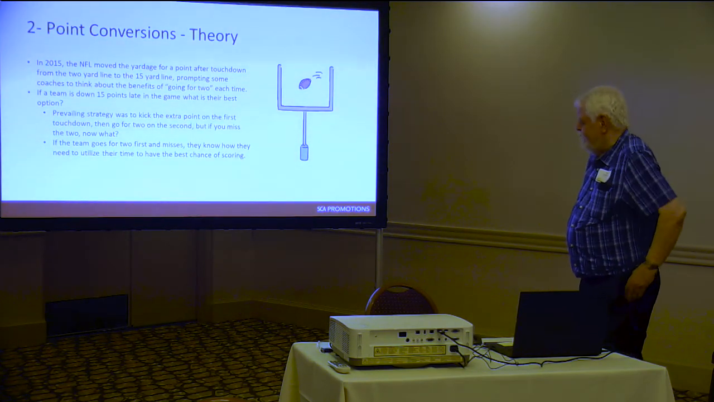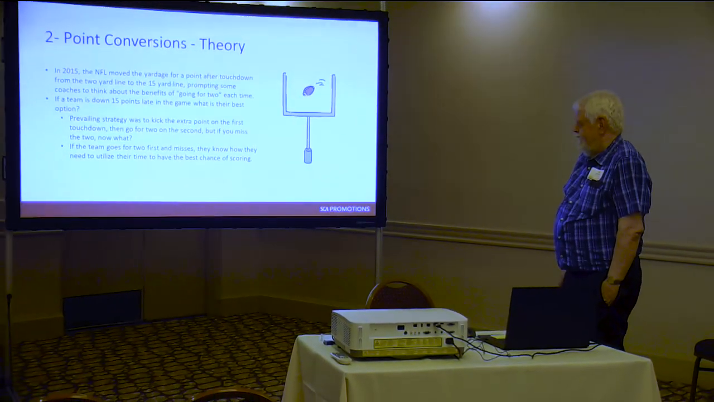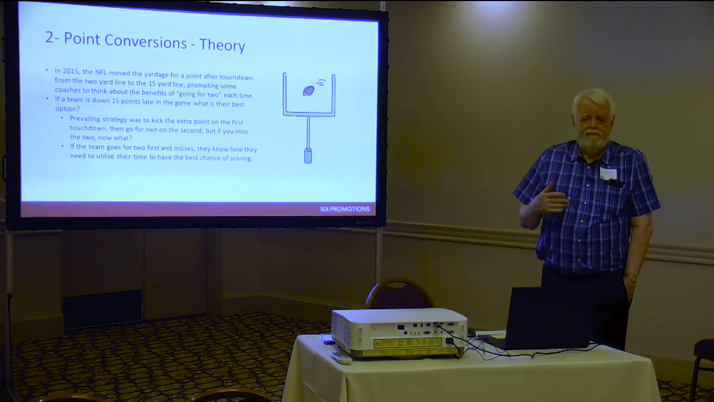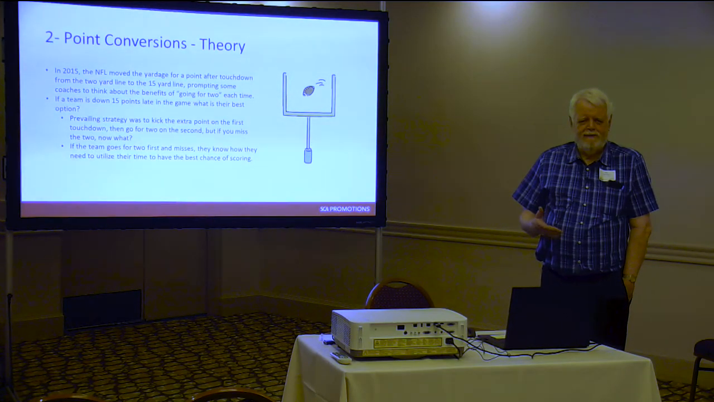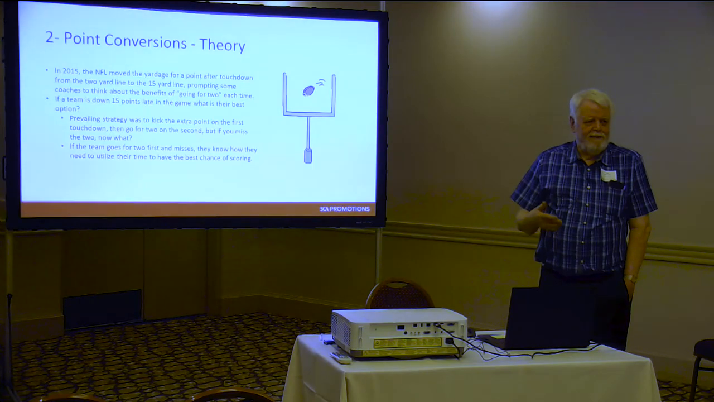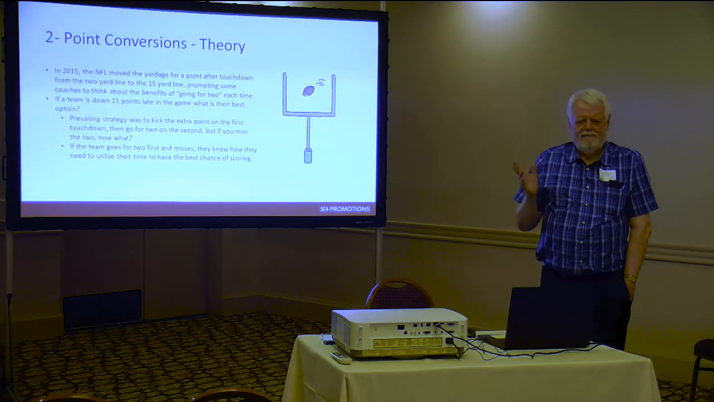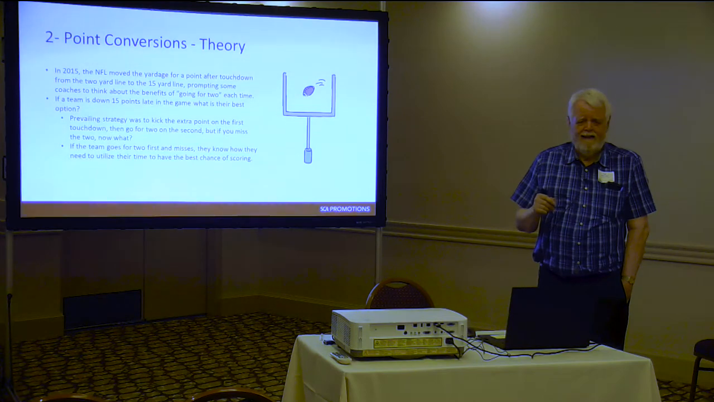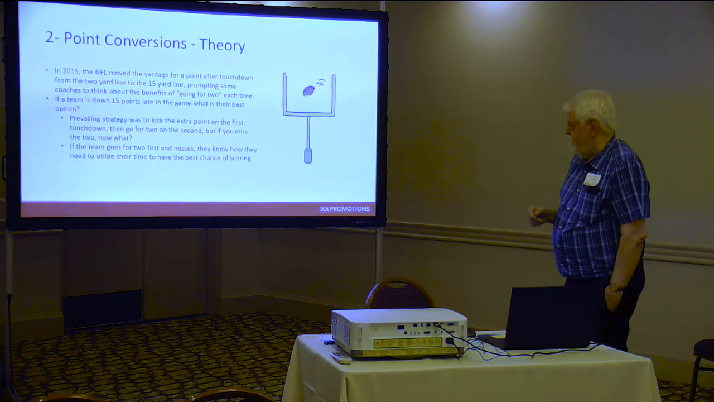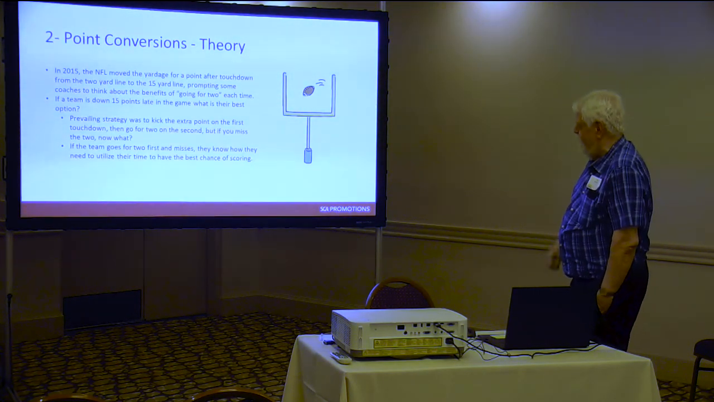Okay, now, in 2015, the NFL decided that rather than place the ball at the 2-yard line after a touchdown, where the quarterback could drop kick it or do whatever they wished, they now essentially have to declare that they're going for two or going for one. The main objective was to make the 1 point less automatic. So now the situation: if a team is down 15 points late in the game, what is their best option?